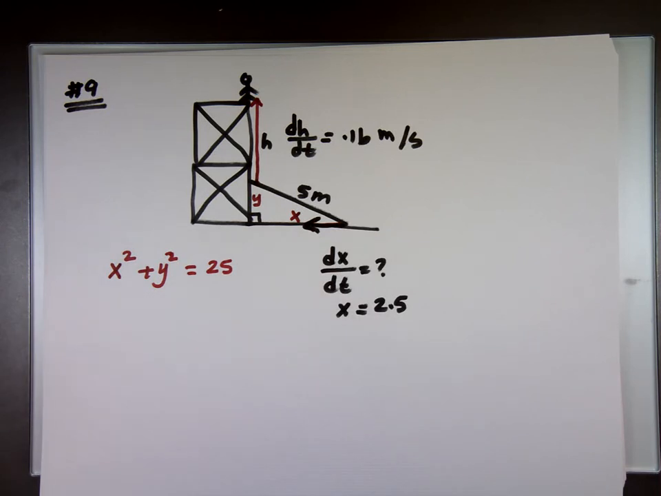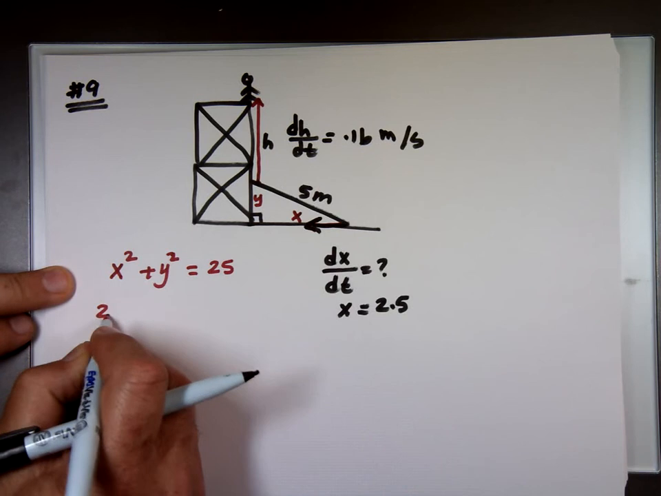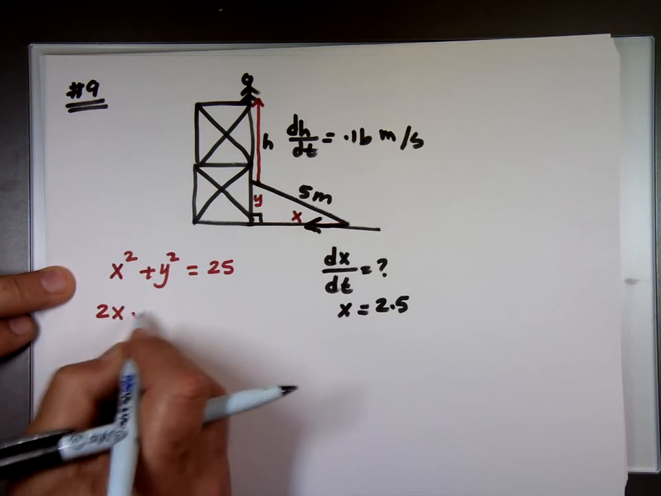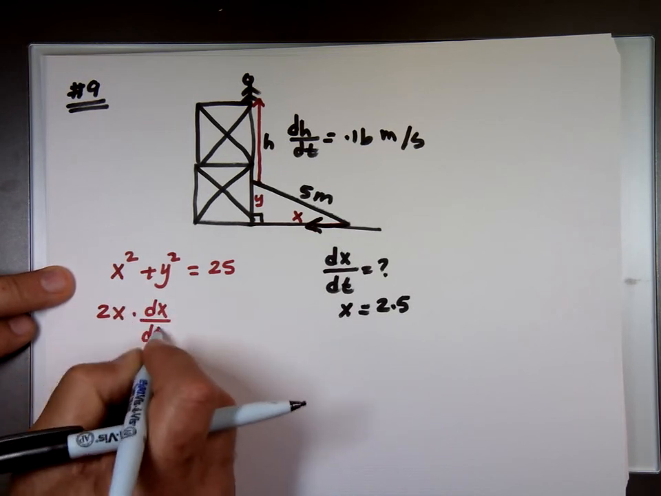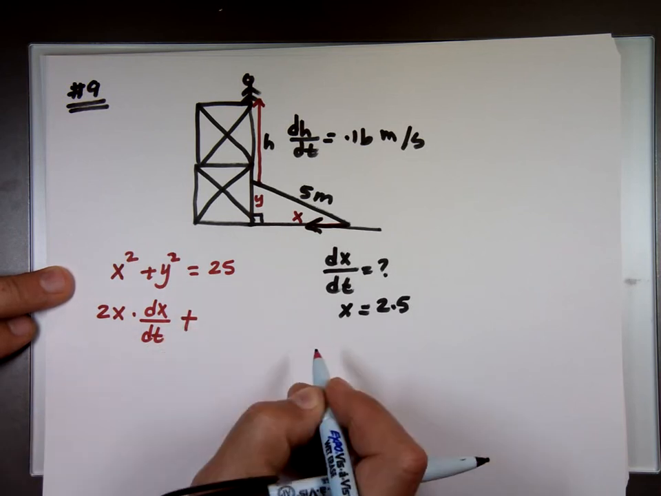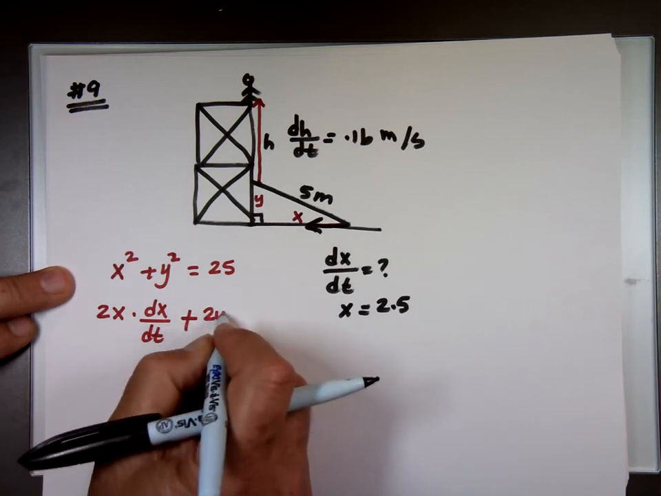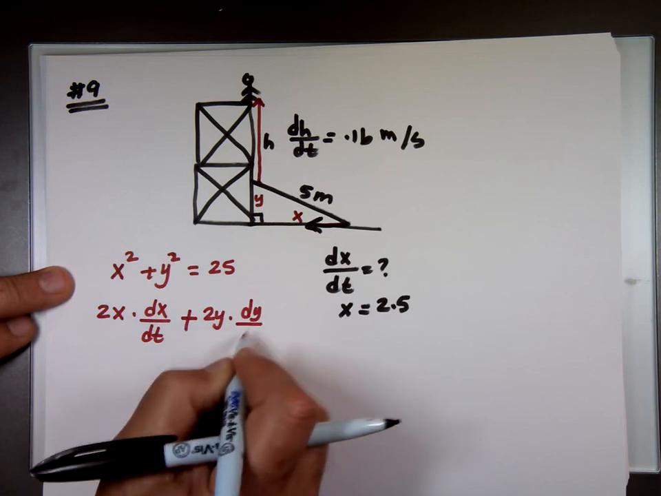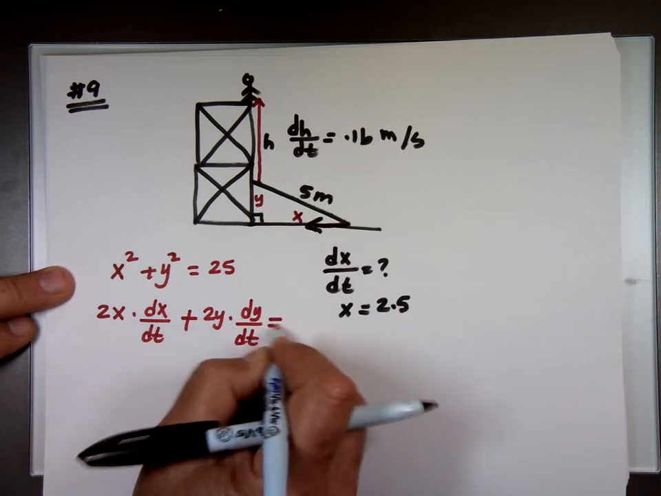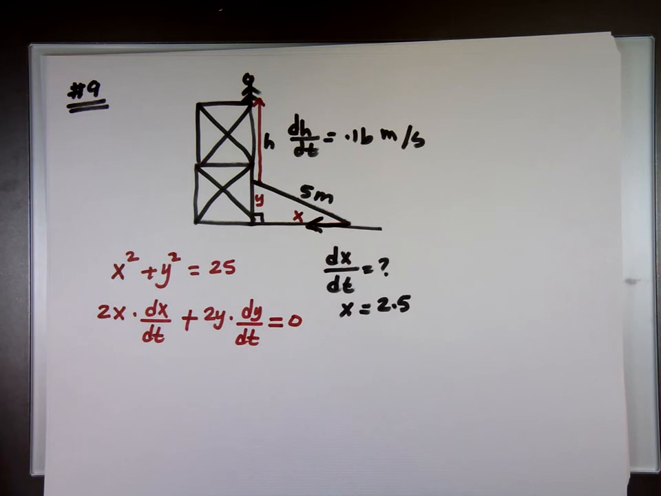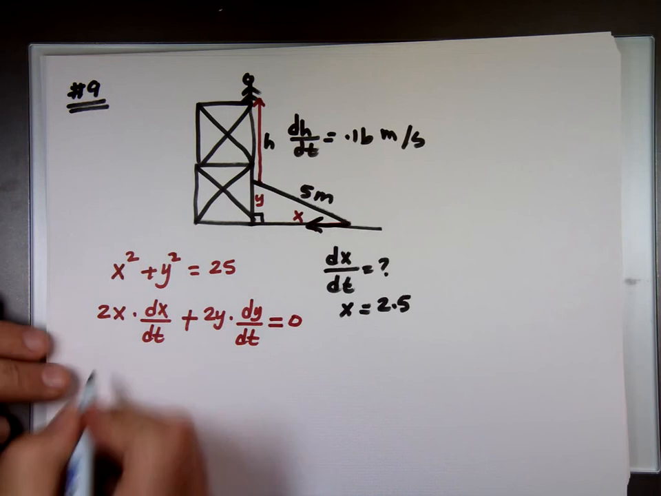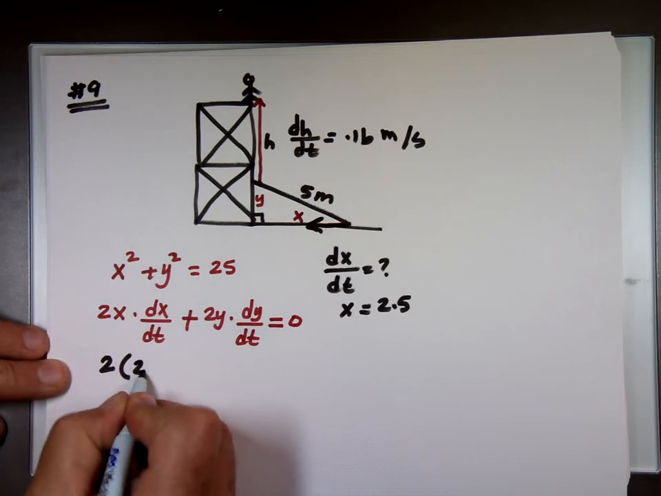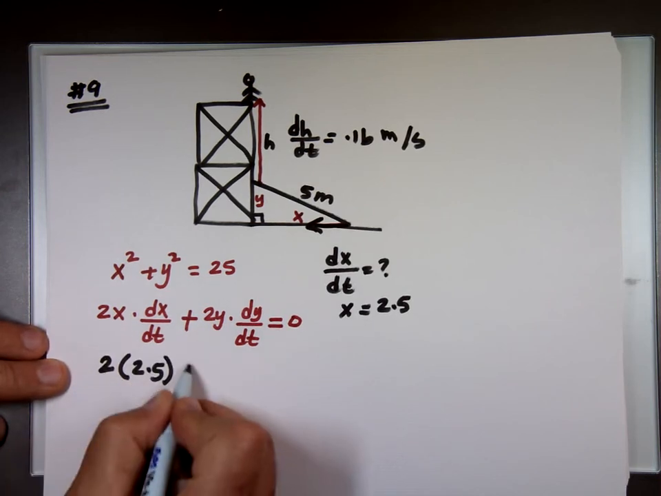Take the derivative of that. The derivative of x squared is what? 2x dx/dt. The derivative of y squared is what? 2y dy/dt, equals 0. We're looking for dx/dt. 2 times, do we know what x is? Yep, 2.5, times dx/dt. That's what we're looking for.